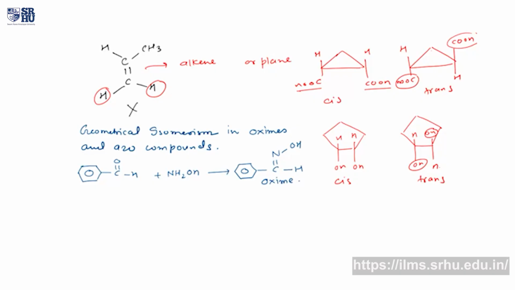Now what happens in oxime? This oxime is also able to show geometrical isomerism. Why and how? See, first consider that this nitrogen is having a lone pair of electrons, which can be taken in mind like this. It can also be taken as a group. Nitrogen is having an sp2 hybridized orbital, and this electron pair is lying on this sp2 hybridized orbital. Now you can see how it looks similar to the above compound. So this oxime is also able to show geometrical isomerism.